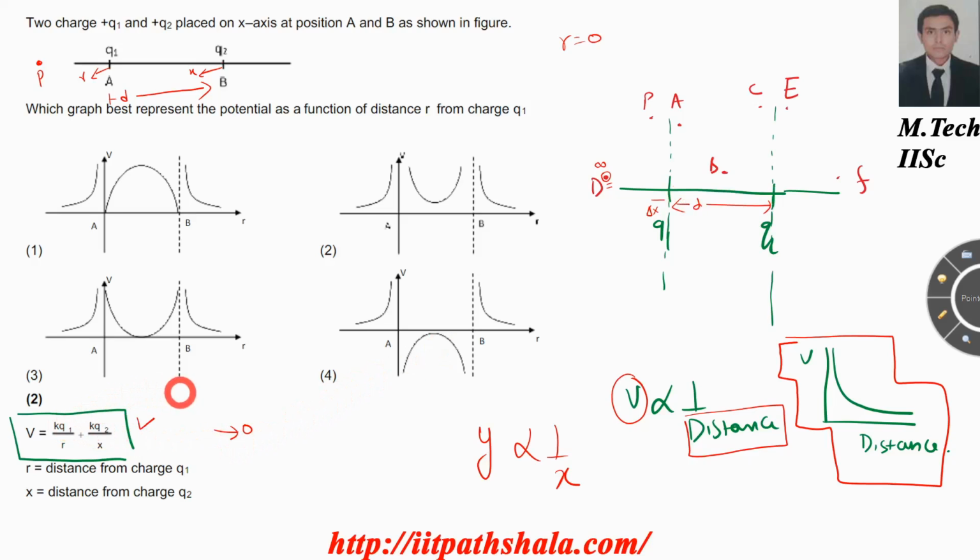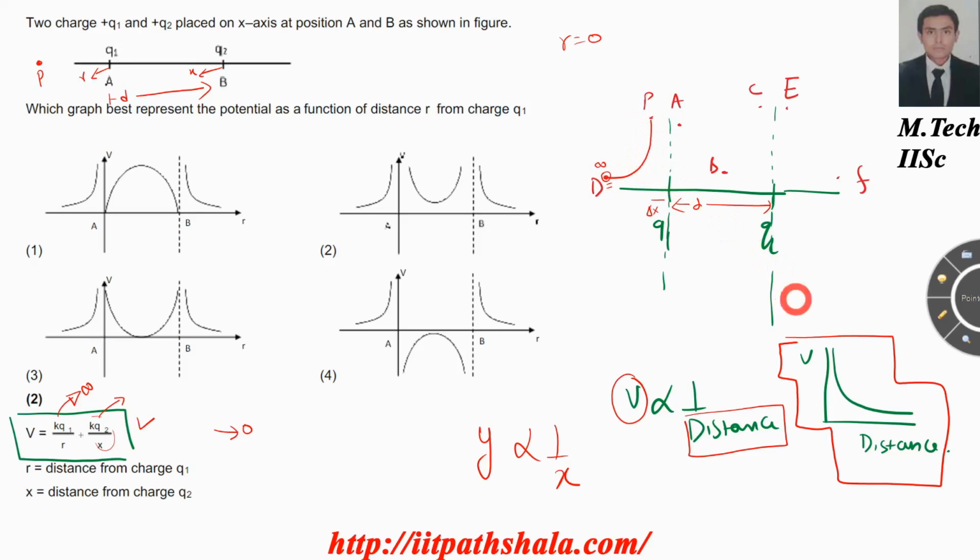Now from this expression I can say that kq1 by r will tend to infinity because r is tending to 0, and the expression kq2 by x will tend to a finite value. So infinity plus a finite value gives you infinity. So you will have a shoot-up at this point. An infinite value of V over here, and by this mathematical formulation I can say that the graph between D and P will follow this manner only.